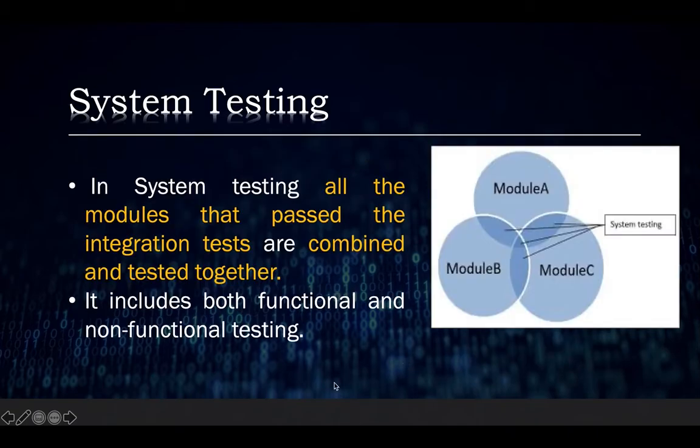Next we have system testing. As we saw in integration testing, we check whether the modules are communicating or not. Here we take all the modules in the system, grab them as a combined entity, and test them together. System testing is kind of both functional and non-functional, because here we not only check the outputs and functionality of the system, we also check the non-functional part, that is performance, stress, and security. So we check all the parts of the system, how the system behaves as a whole.